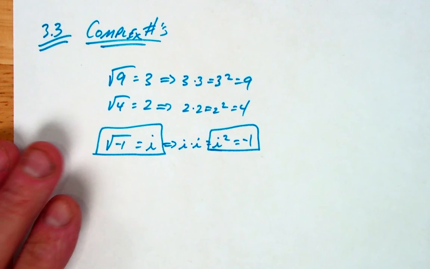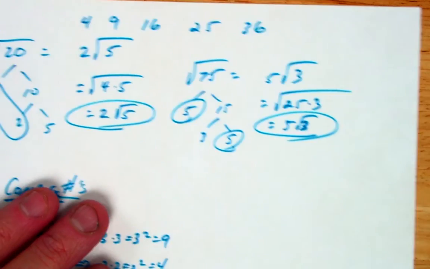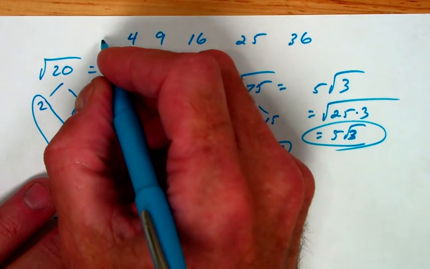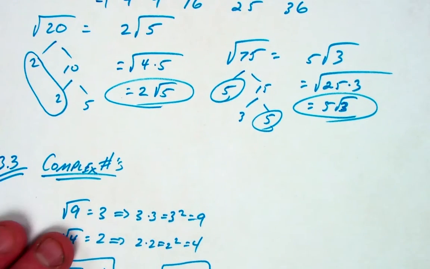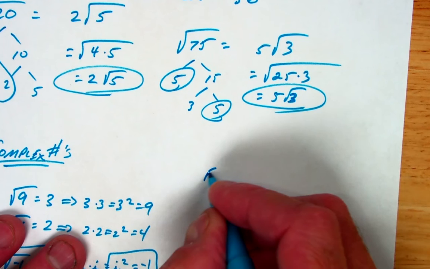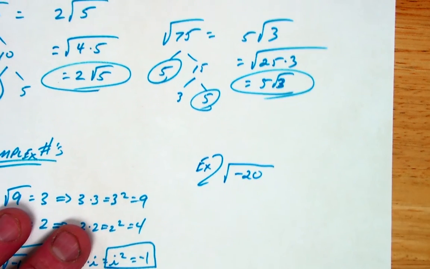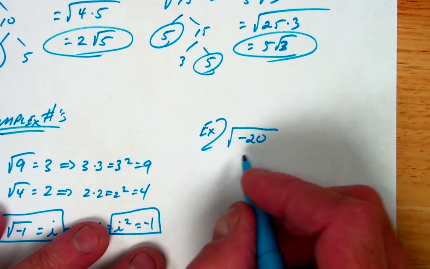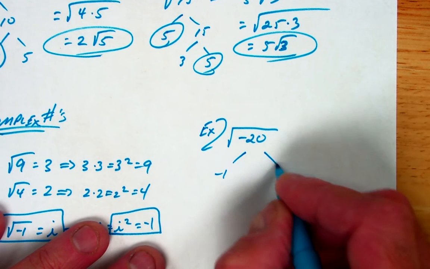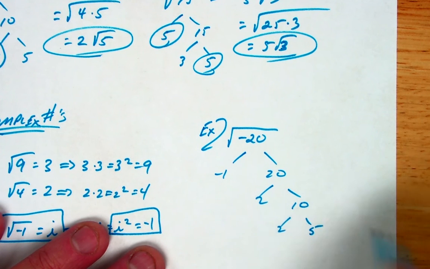Okay. So anyway, that's one thing that's going to become very important. So now what we can do is to this list of numbers, I can add negative 1. I now know that negative 1 is something I can square root. So what are we going to do? Example. If I do instead the square root of negative 20, if you're doing the factor tree, which I don't do, you're going to go negative 1 and 20, and then do your same things you've done before.